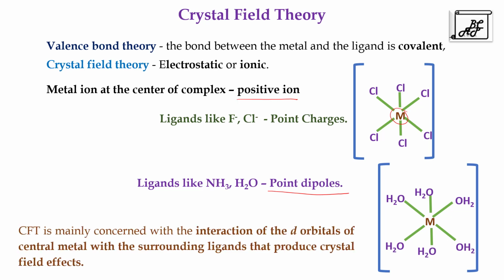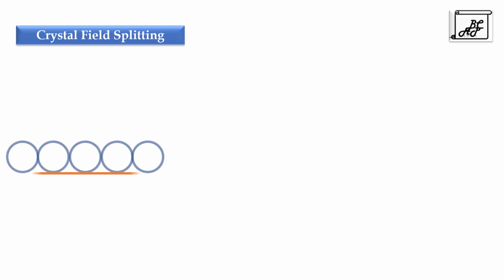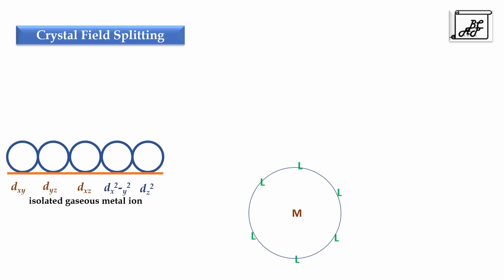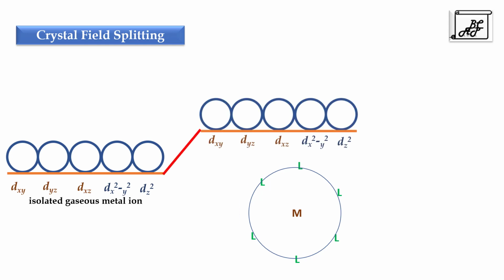Crystal field theory deals with the interaction of the d orbitals of the central metal with the surrounding ligands that produces crystal field effects. Let's understand what is crystal field splitting. If there is an isolated metal atom where there is no interaction with the ligands, the 5 d orbitals are degenerate. That means they have same energy level. But if the metal ion is symmetrically surrounded by the ligands, their energy is increased but they remain degenerate. Well, this is a hypothetical situation.